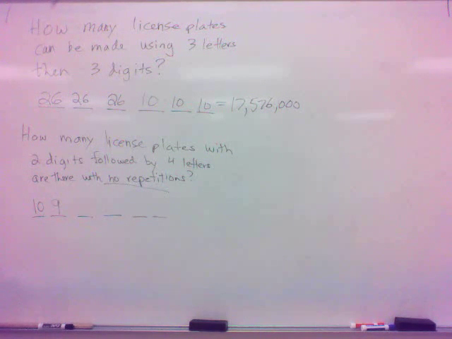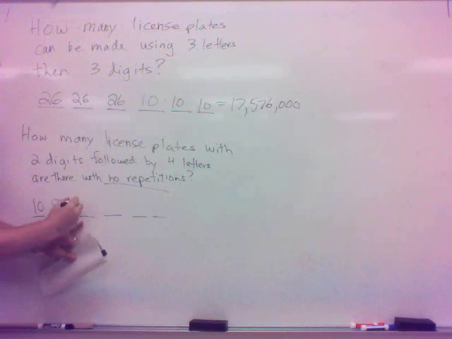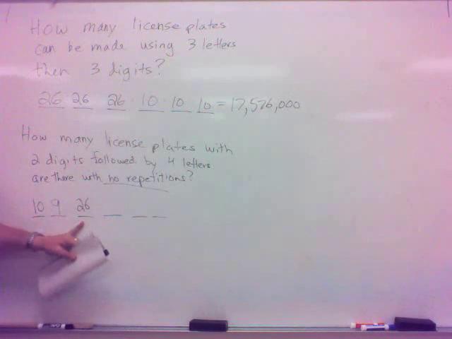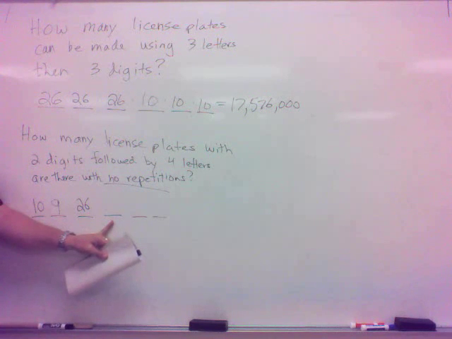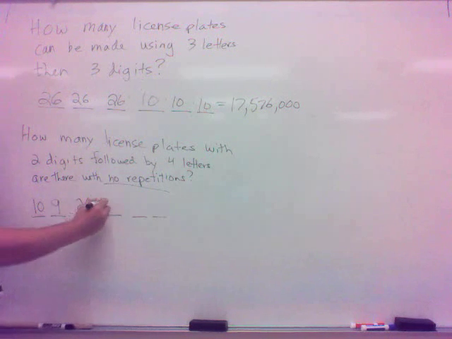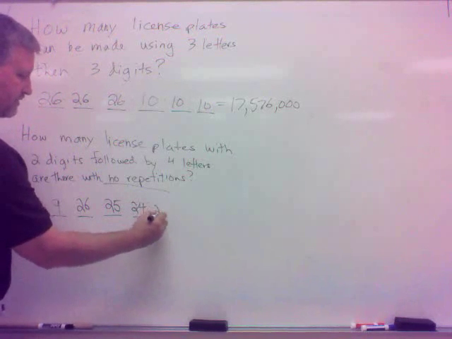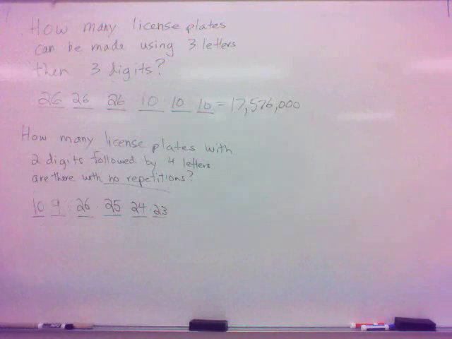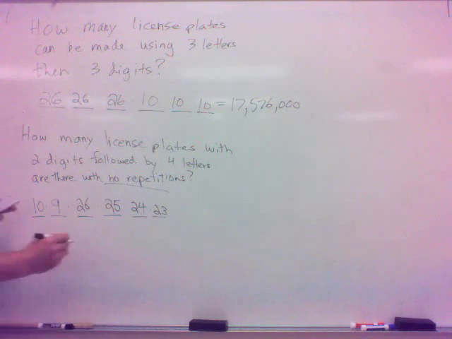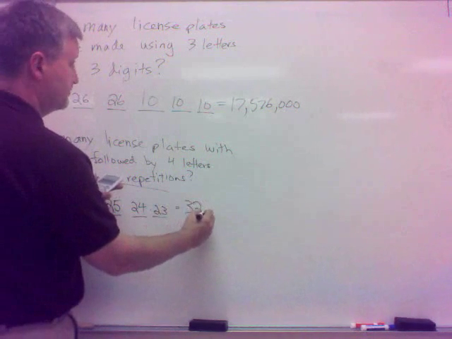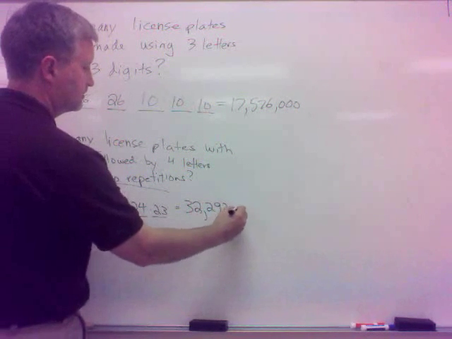Now I'm at the letters, 26 letters, so the first letter could be any of 26. What about the second letter? No repetitions, so that means we go down by 1. And then down by 1 again, because you can't repeat that one, so it's down to 23. 10, 9, 26, 25, 24, 23. So you can see how that works. So that's still a lot, 32,292.